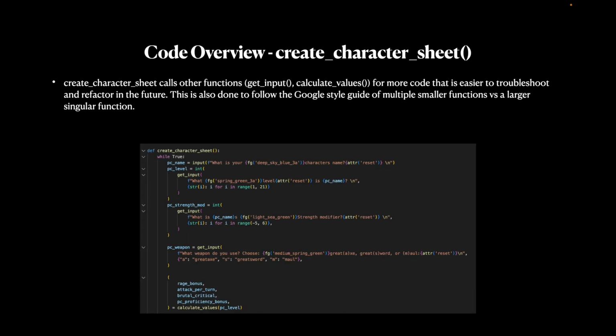Running through the code very quickly here. So the create character sheet function is probably the first function that most people will interact with directly. Per the Google style guide, it recommends multiple smaller functions versus a larger singular function. So this calls other functions within it, the get input and calculate values, just to allow for code that is smaller and easier to troubleshoot and refactor in the future.